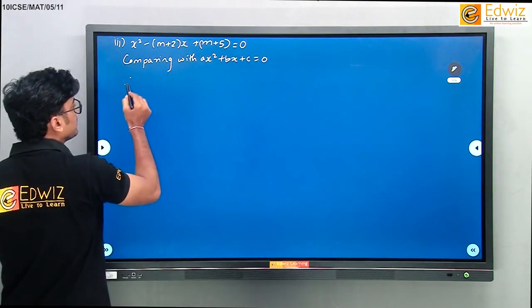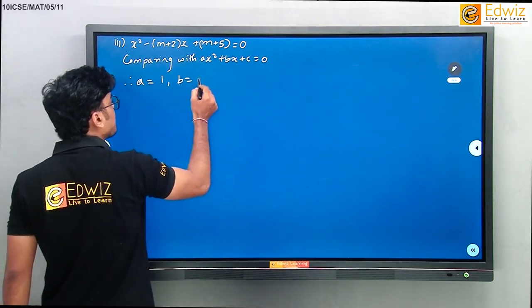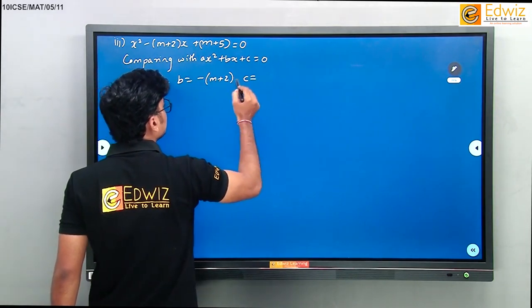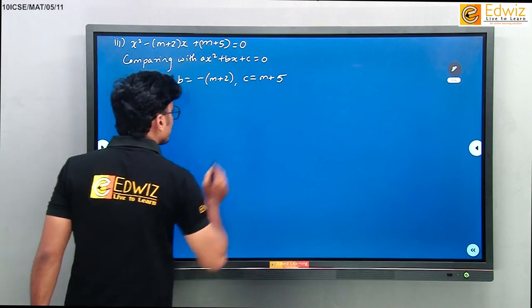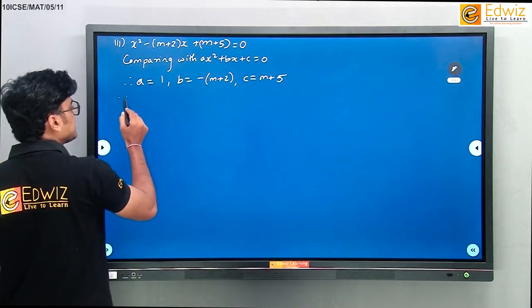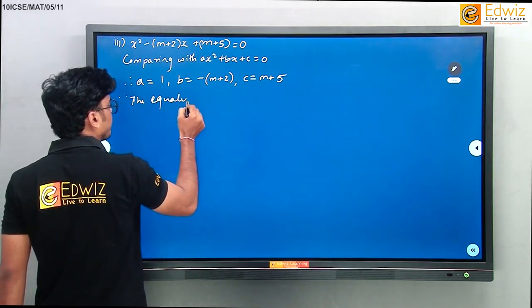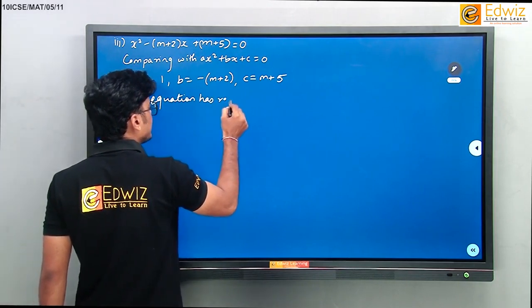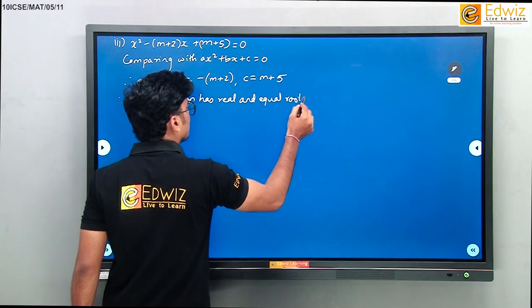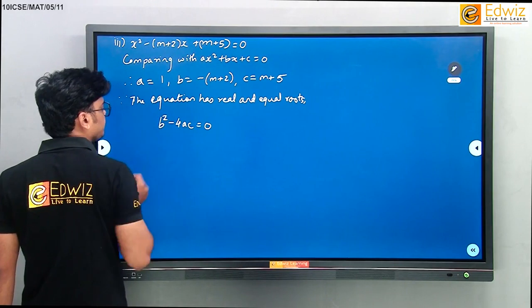Okay, now the values of a, b and c here: a will be 1, b is minus of m plus 2, and c is m plus 5. So if we need to find b square minus 4ac, we already know the final value since the equation has real and equal roots. Okay, b square minus 4ac will be equal to 0.